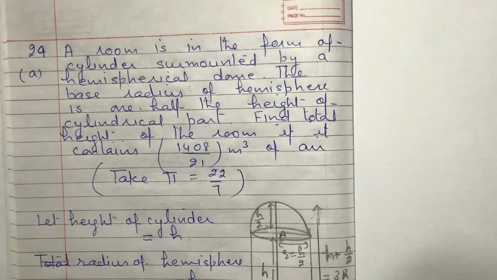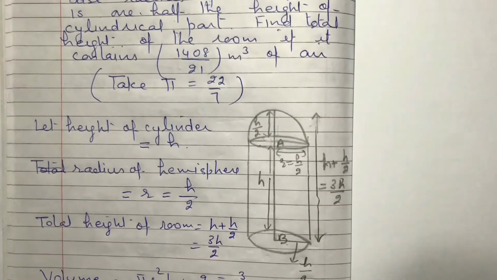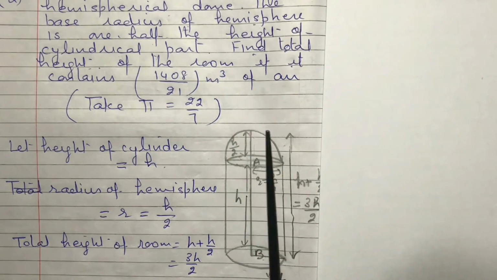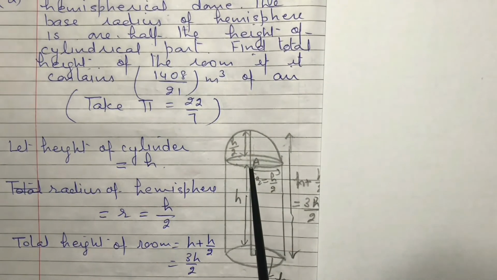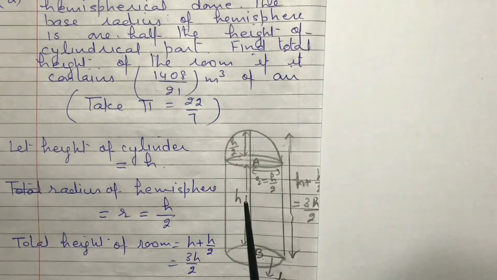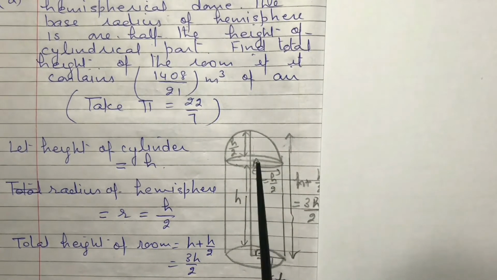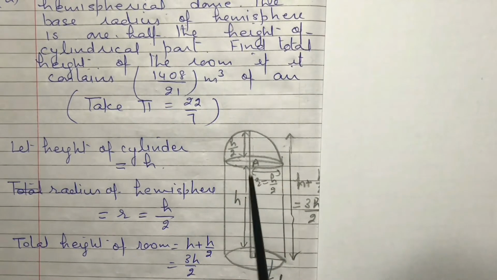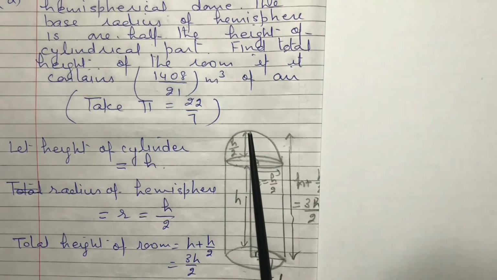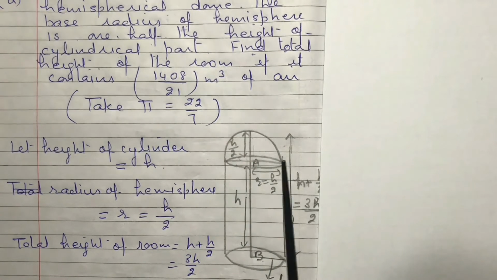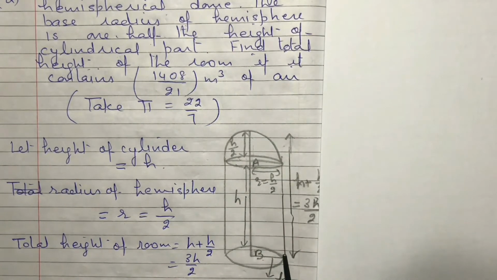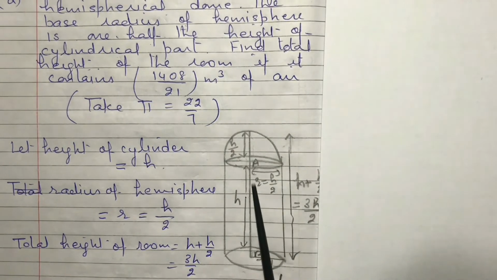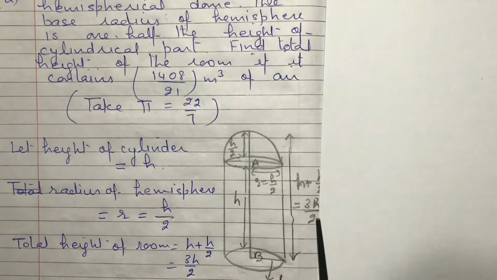Now what it says, a room is in the form of a cylinder. It is surmounted by a hemisphere. Let the height of the cylinder be h. And the radius of this hemisphere is half of this height, which is h by 2. And if this is h by 2, then this height is h by 2. If this radius is h by 2, then this radius is h by 2. Total height of this room is h plus h by 2, that is 3h by 2.